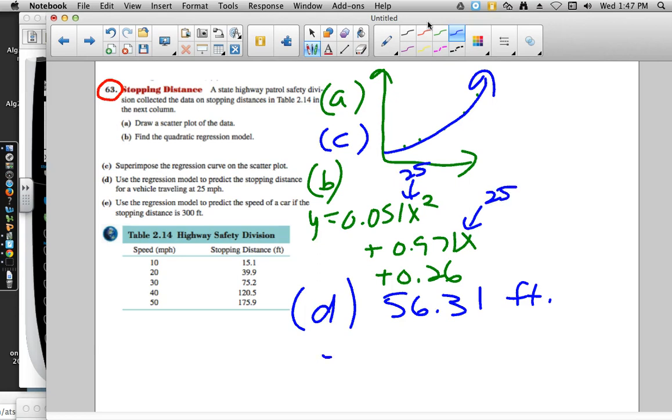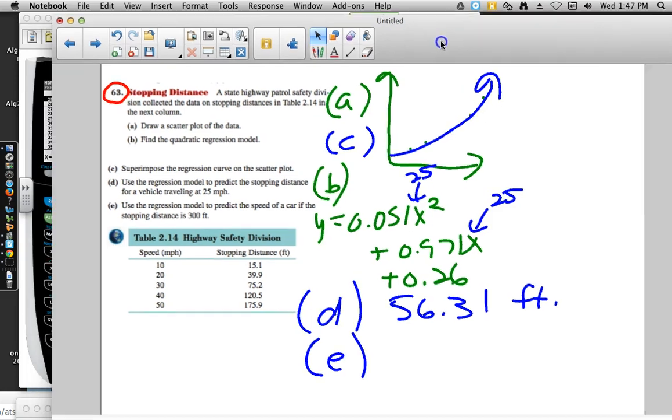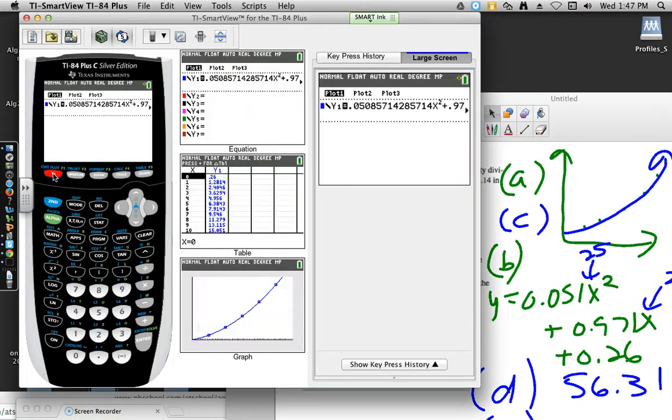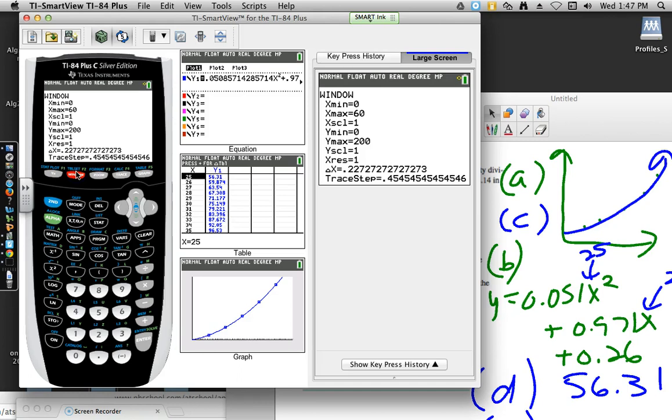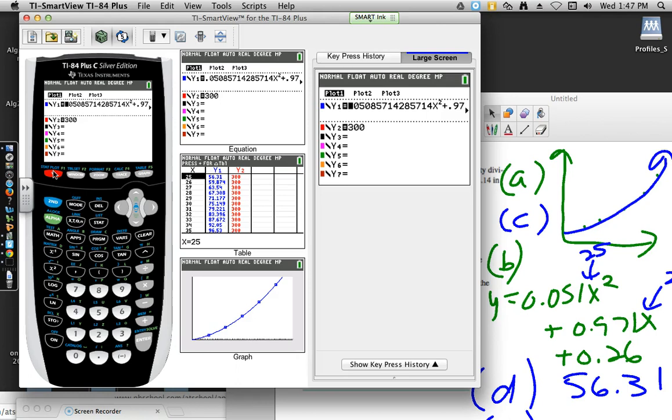And then for E, it says use the regression model to predict the speed of the car if the stopping distance is 300 feet. So we go back to our data and we see stopping distance was in feet. So if we just put 300 in here for y sub 2, we should be able to do this as long as our window is set high enough. Oops, there it goes. So let's try maybe 500. And it's not taking some of my zeros here. There we go. So we're set. Graph.